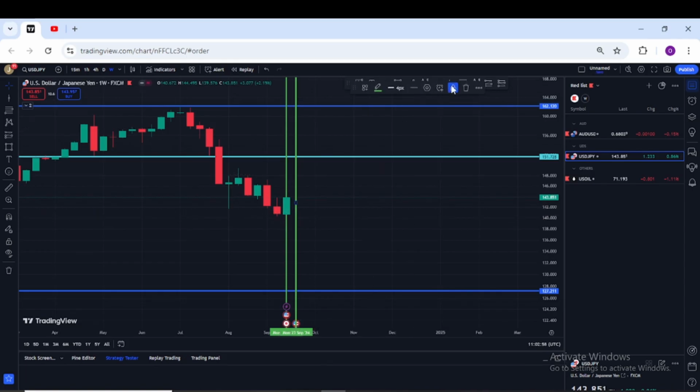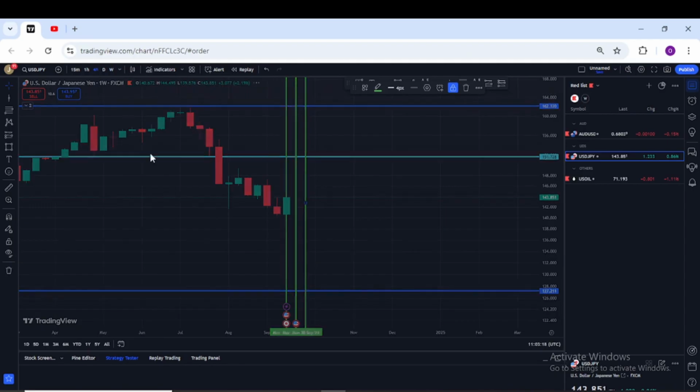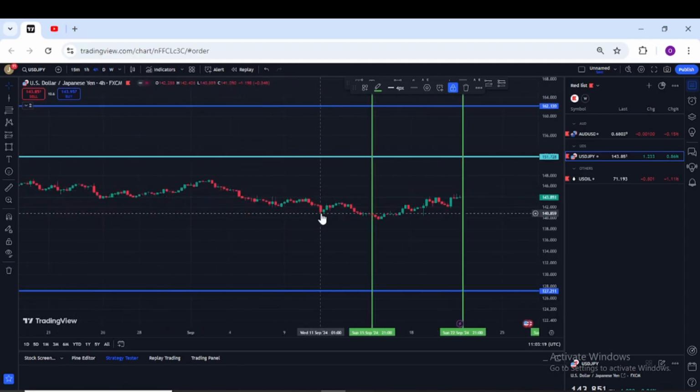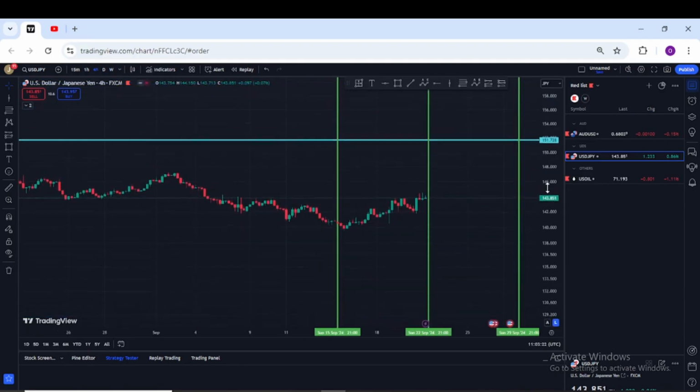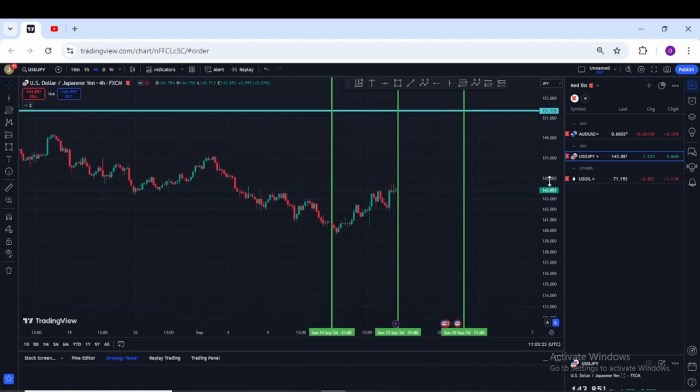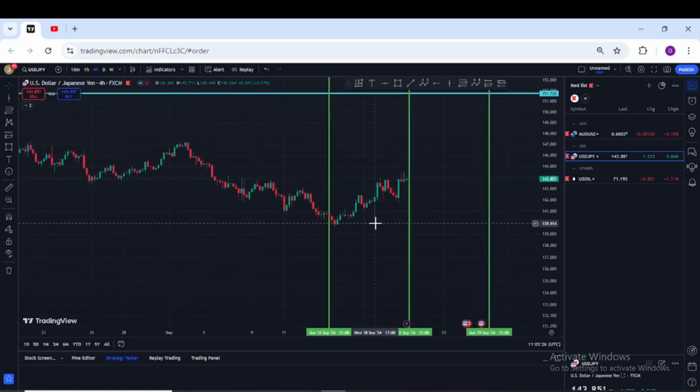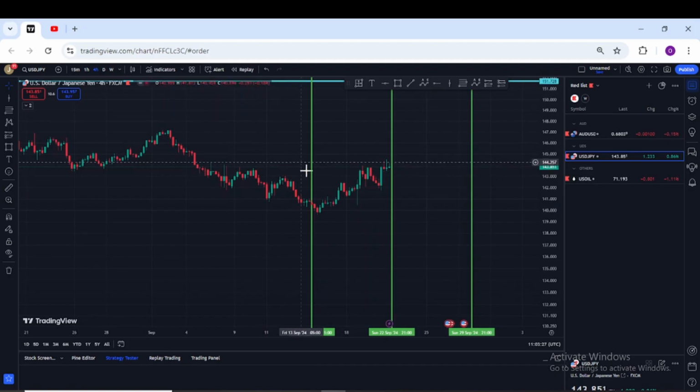So I lock this again, then I take another one over here and lock it again. This space here is the potential space for next week. Then what is the next thing I do? I go to H4. So this is H4. What is the market doing on H4? This is the last week.